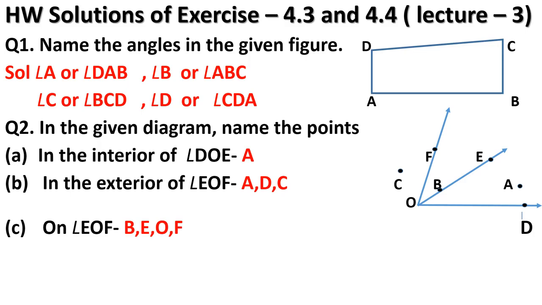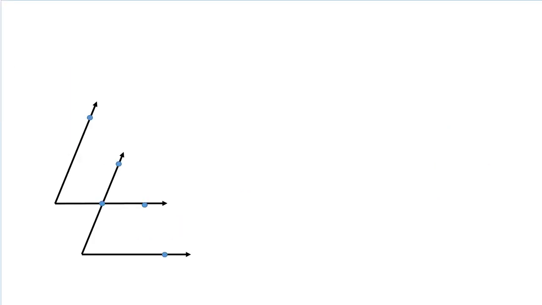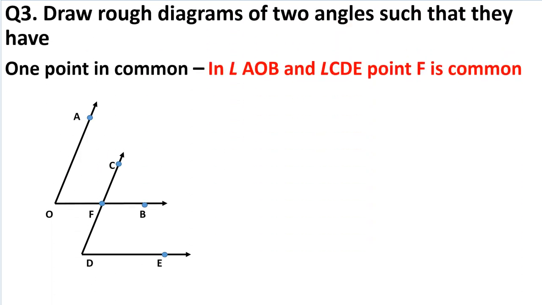Now this question is very, very important. I think some of you have a problem doing this question. Okay, so now listen to this question very carefully and understand it. Draw rough diagrams of two angles such that they have one point in common. You have to make the diagram of two angles in such a way that they have one point common. Okay, two angles. Now see, I have made two angles, angle AOB and CDE. See the figure, where is angle AOB?